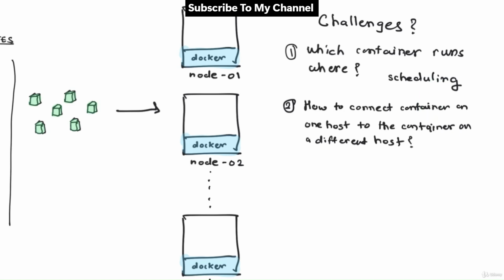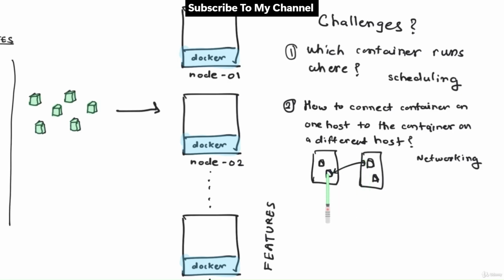The second challenge is once you decide how to schedule, let's say it's not a disparate set of services that you're running. We're talking about microservices which are interconnected. They need to talk to each other. So a container from one node needs to talk to the container on another. That's a networking issue. So how do you define this networking which spans across the nodes? How do you do the scheduling are the main challenges.